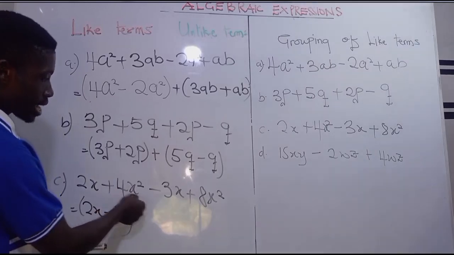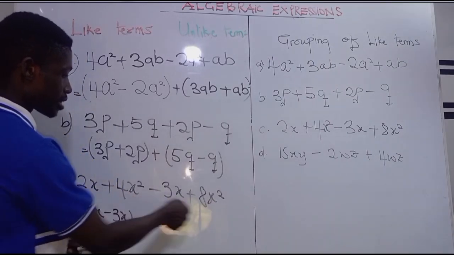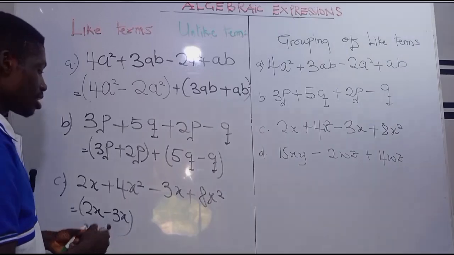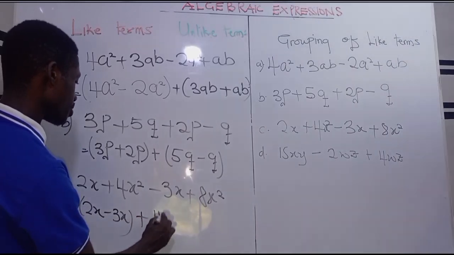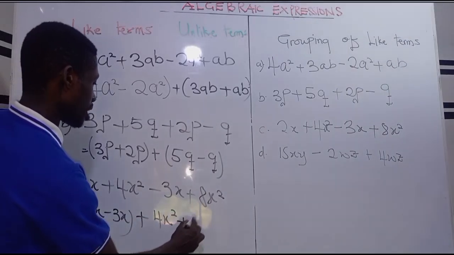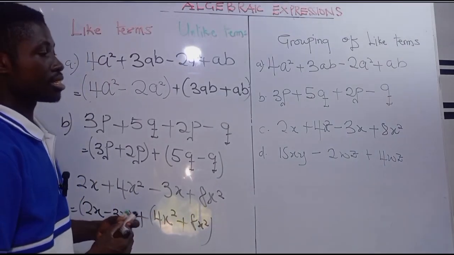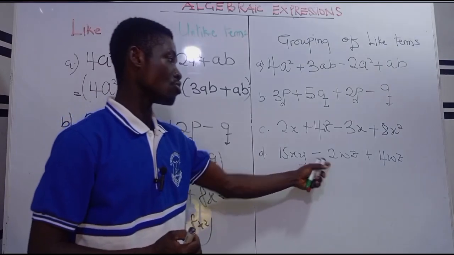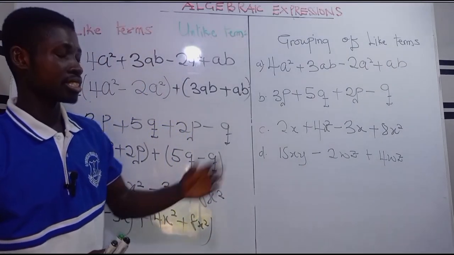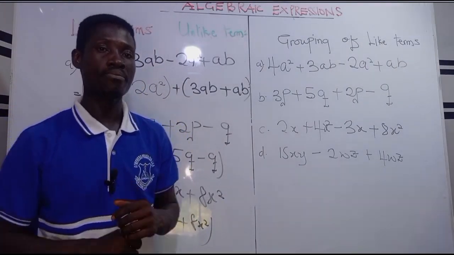Okay. So we have x squared and x squared. So this and that are what? Like terms. Good. So we can group them together. So we have 4x squared plus what? 8x squared. And that is that. I hope and I believe you can group the last algebraic expression into like terms and unlike terms.